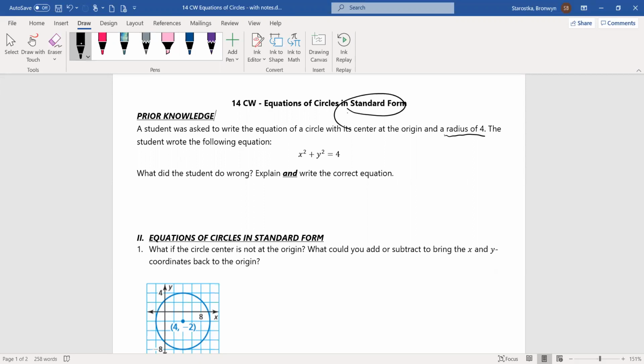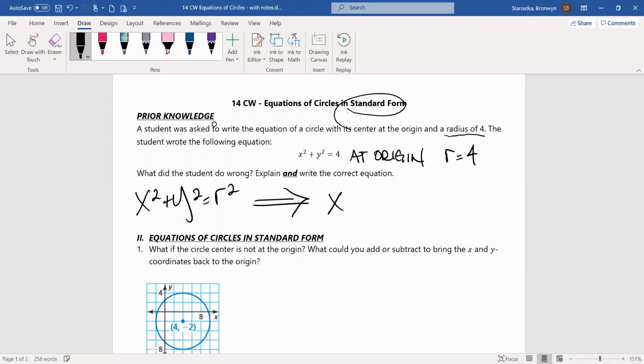So remember, if the circle is centered at the origin, then the equation is x squared plus y squared equals r squared. So if r equals 4, what they failed to do was square it. So in this case, what we really want is x squared plus y squared equals 16.